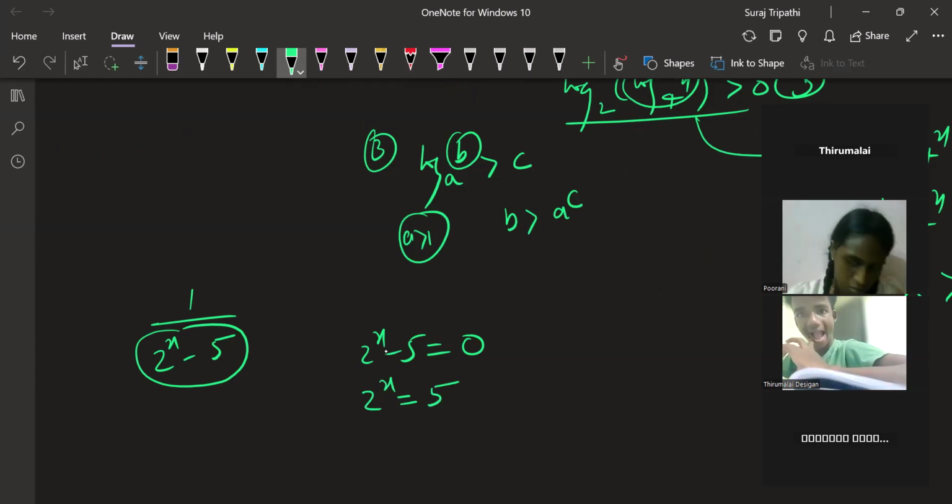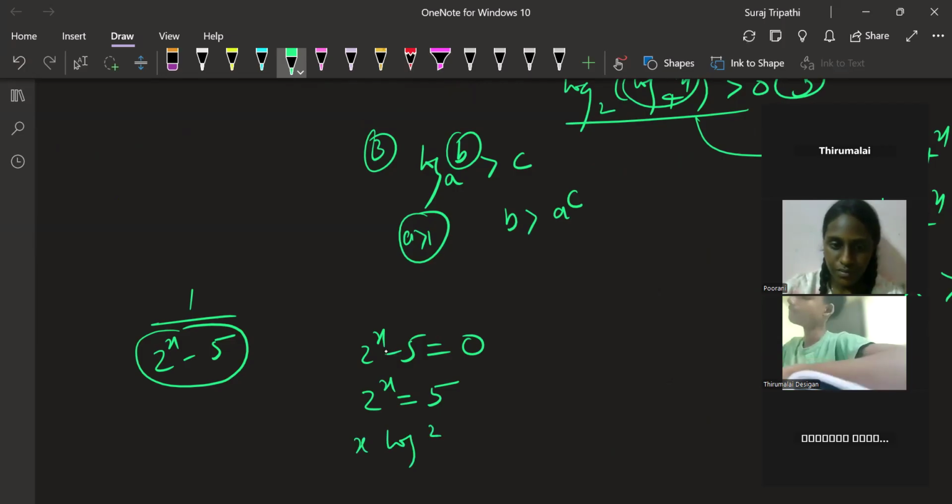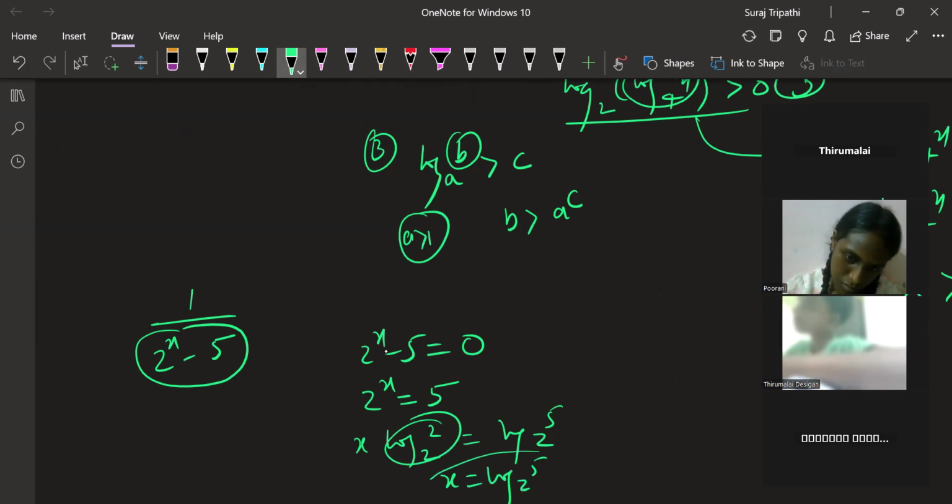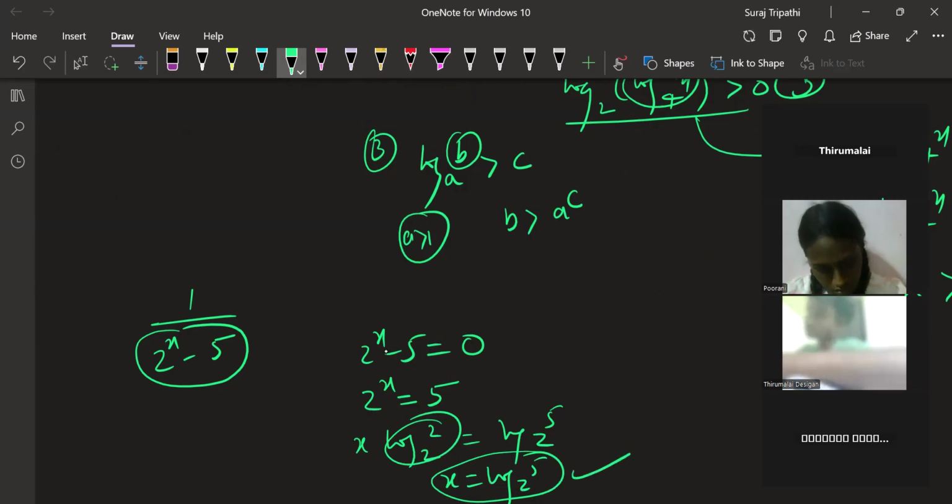So for this expression, we can solve for x. We can represent this in the form of log, taking log on both sides. While taking log on both sides, you will get log of 2 with base 2 equals log of 5 with base 2. So this will become 1. So x is equal to log of 5 with base 2. This is the value of x. For this value of x, this expression will become undefined. So this is our solution.